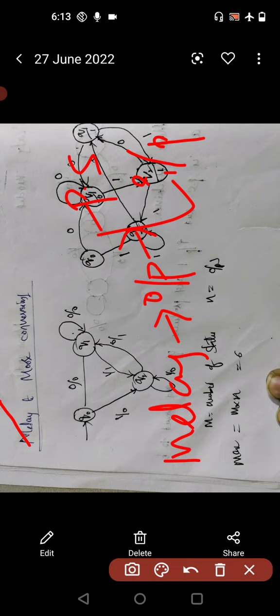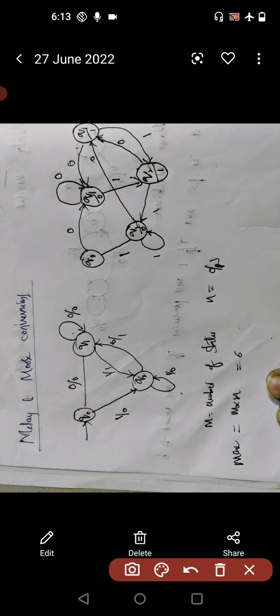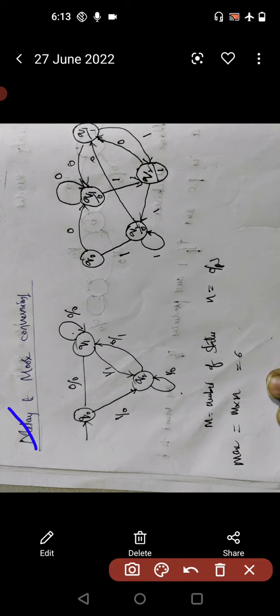Suppose you go for the Moore machine. In the case of the Moore machine, the output depends only on the present state. So the present state alone decides the output of the system. So that is the basic difference between the Mealy machine and the Moore machine. Now we have to go into the conversion process, converting from a Mealy machine to a Moore machine.